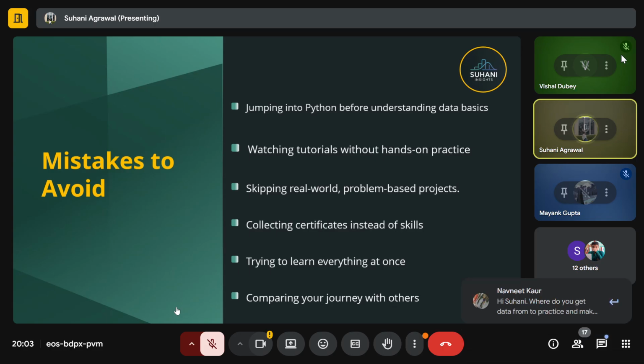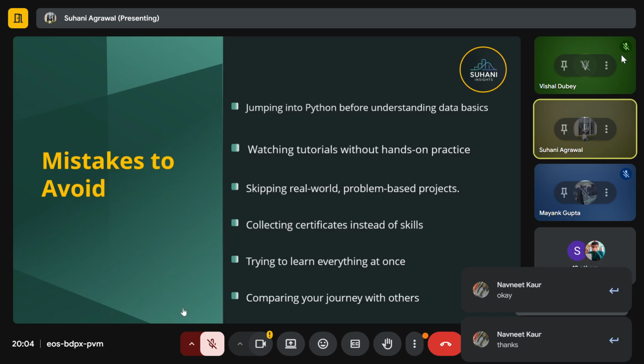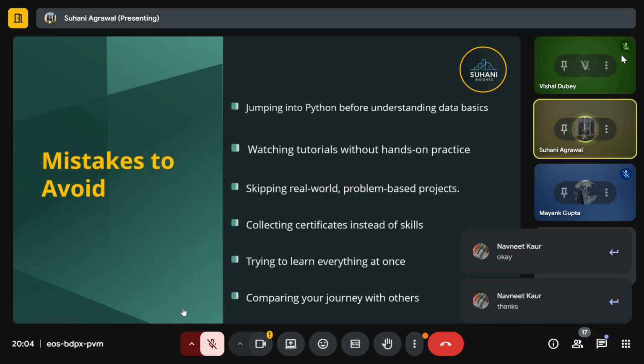Okay, I'll start. Hi, Suhani, where do you get the data for practice? Hello, Navneet. I usually get the data from Kaggle, or if I am working on a dataset that is not on Kaggle, I take it through a subscription. Okay. You're welcome.